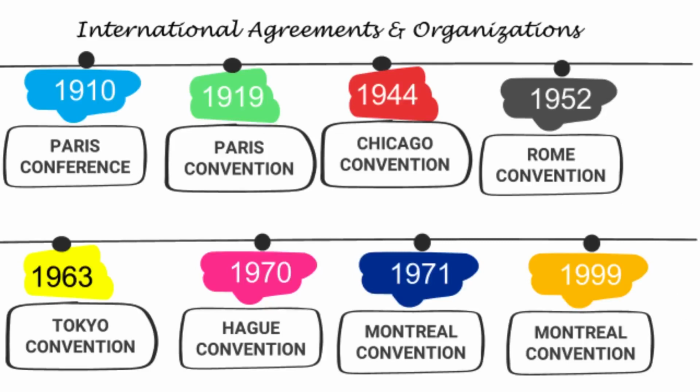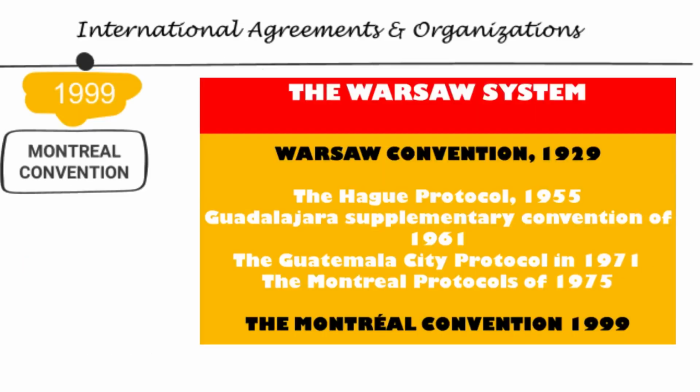The Warsaw Convention is one of the most widely adhered to and litigated treaties in the world. Originally signed in 1929 in Warsaw, it was amended in 1955 at The Hague, Netherlands.